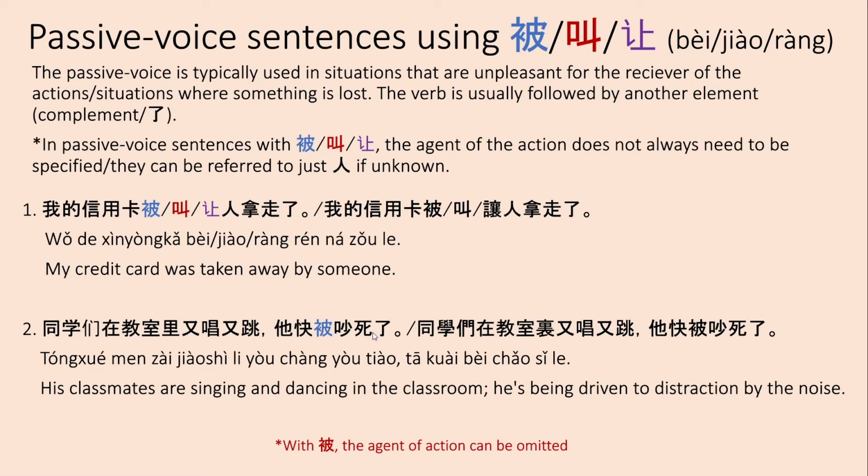However, in example 2, we have just 被, so we don't have an agent of action. And sometimes that's okay. However, in this specific sentence, you can use the context clues and say that it is his 同学们 who are being super loud and they're also dancing. So they would be the agent of action in this case that is causing him to be driven to distraction.